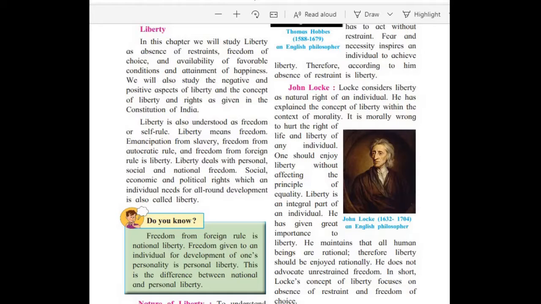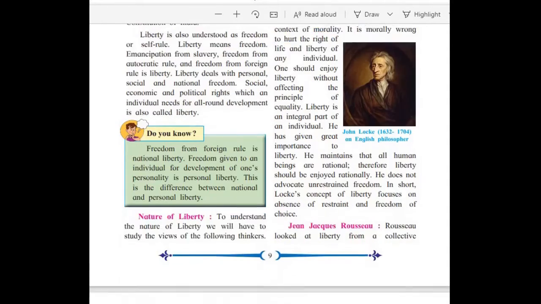According to John Locke, I would like to give an example. We know that we are proud of our own religion. No doubt, we should be proud. But with rational thinking, we should also respect other religions. That is liberty. That is the very essence of liberty: not to hurt others' freedom, not to hurt others' sentiments. So, according to John Locke, one should maintain rational thinking, and liberty should be enjoyed rationally.